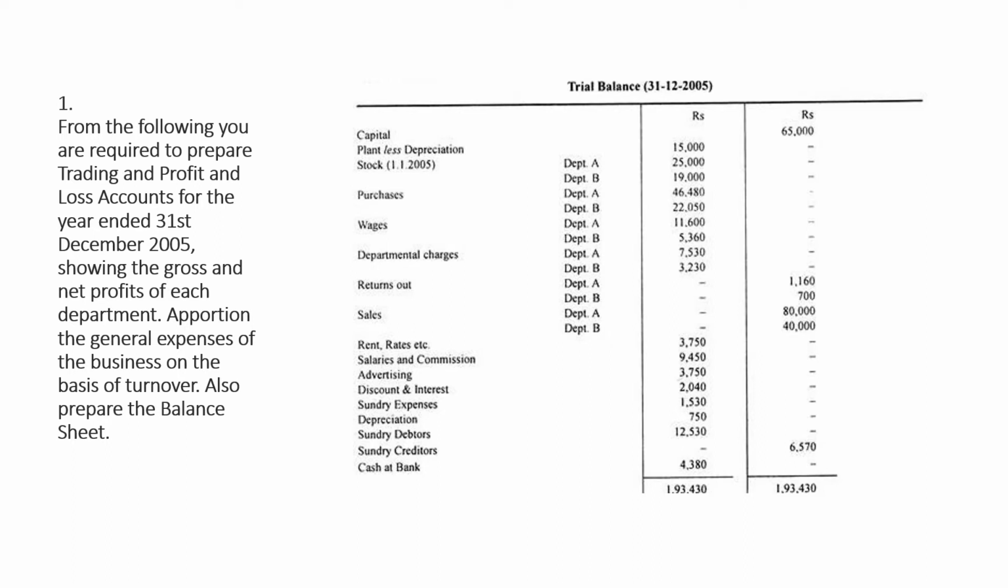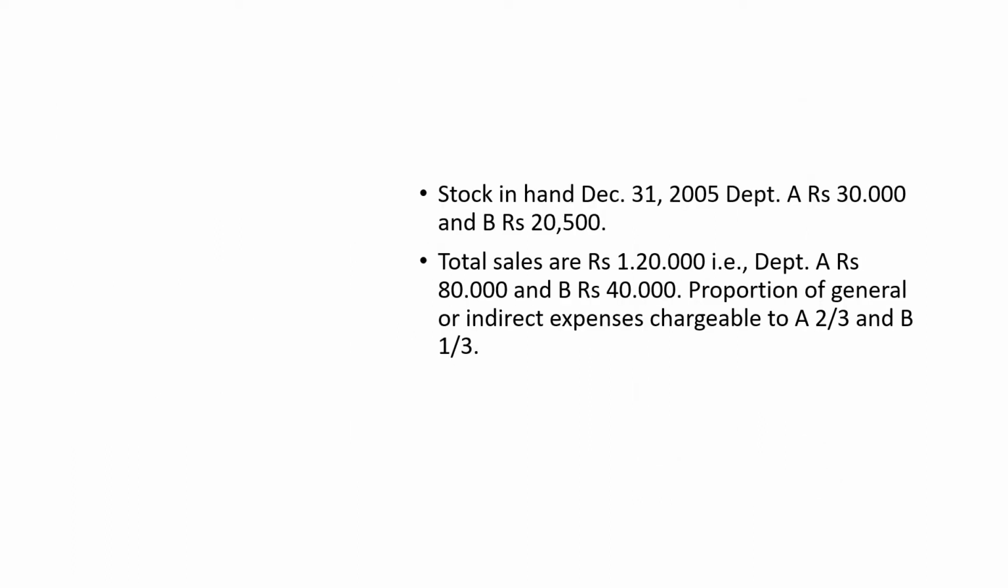Now rent and rates, 3,750, are given, which we will apportion. Here stock in hand on December 31st 2005: department A 30,000 and B 20,500. So closing stock is directly given in the question. This closing stock will appear once in the trading and profit and loss account and secondly in the balance sheet. Now total sales are 1,20,000: department A 80,000, department B 40,000.